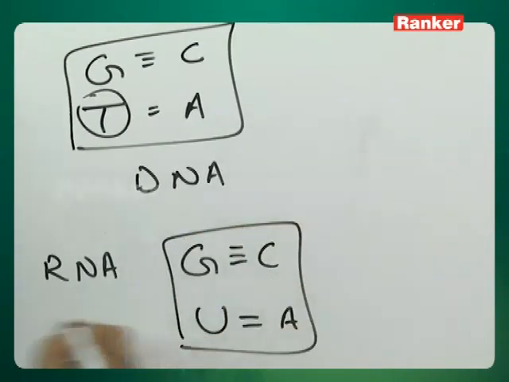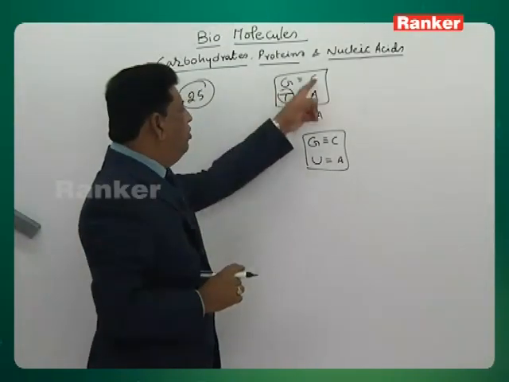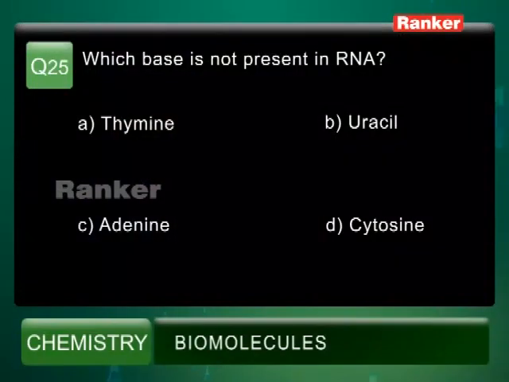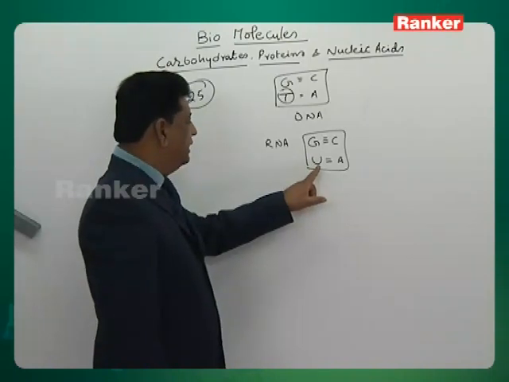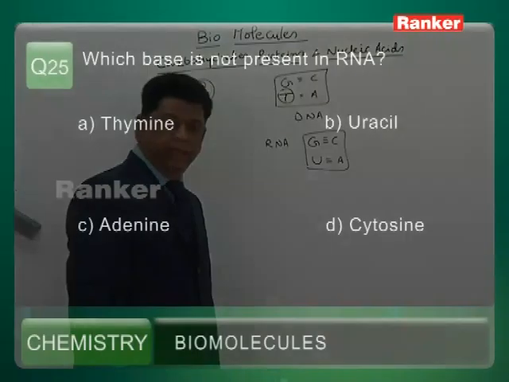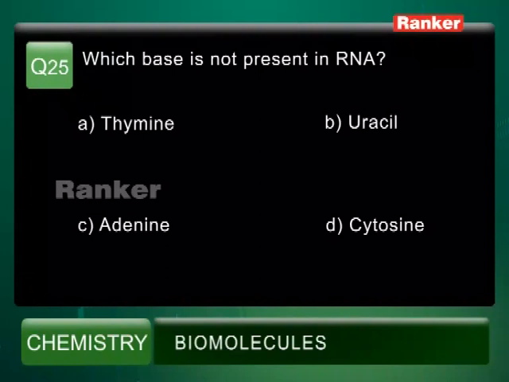This is there in the DNA. So which out of these 4 will not be there? Thymine will not be there. In the place of thymine, uracil will be there as a replacing component. Therefore, the base not present is thymine. Therefore, A will be the right answer.